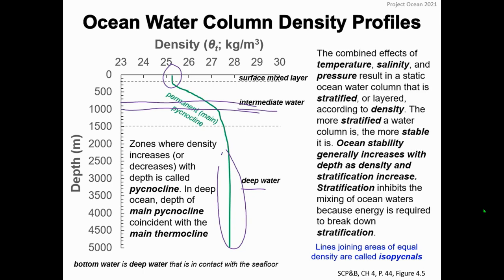Well, if we look at the combined effects of temperature, salinity, and pressure in a static ocean water column, we'll see that the static ocean water column is layered according to density. In other words, here we can see this is less dense than the water down here. Now, that's important because a stratified or layered water column is more stable. In other words, if I have less dense water on top of more dense water, that is a very stable system.